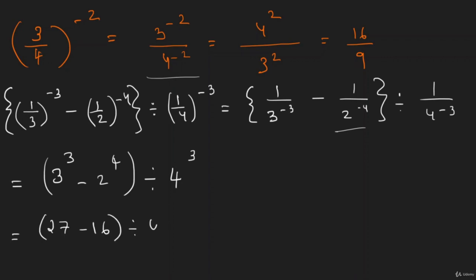This is 27 minus 16 divided by 4 to the power 3. So I get the answer as 11 divided by 4 to the power 3, or 11 divided by 64. In this video, let's learn about having a fraction or a rational number in the numerator.